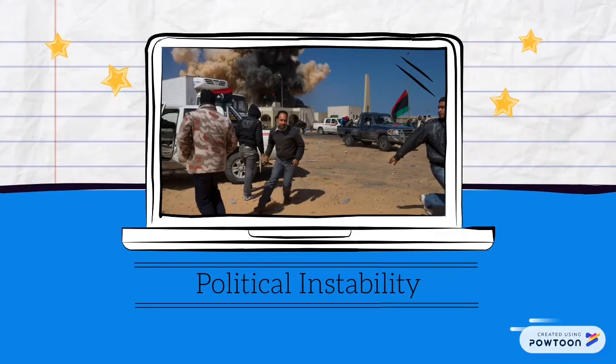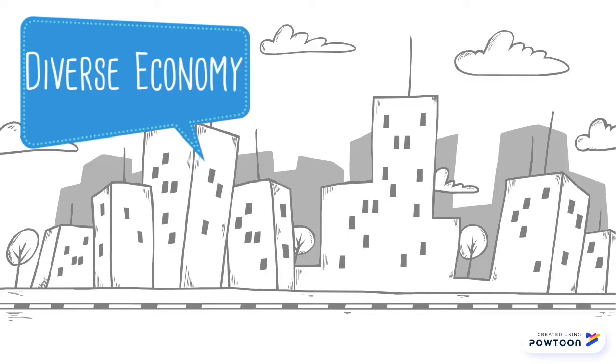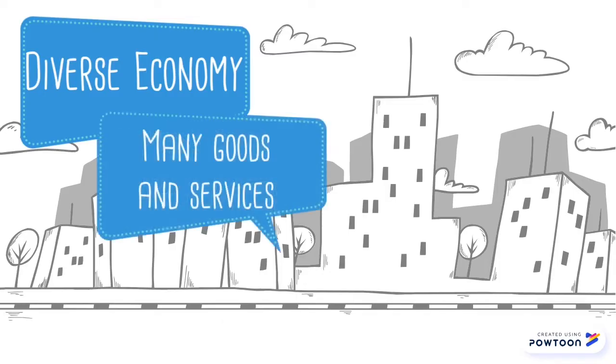Power is often followed by unrest when leaders are chosen anti-democratically. In these countries, leaders often seize power and are overthrown violently. For example, what happened in Libya and in Egypt in the mid-2010s. The second difference between developed and developing nations is the economic system. In developed nations, there is a diverse economy where a variety of goods and services are produced and sold.